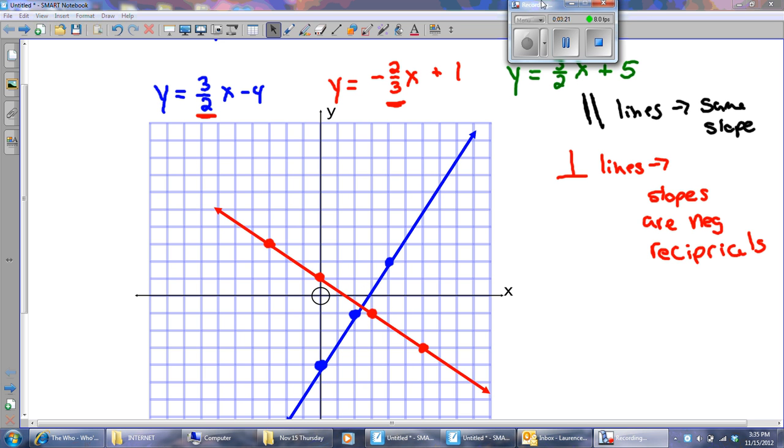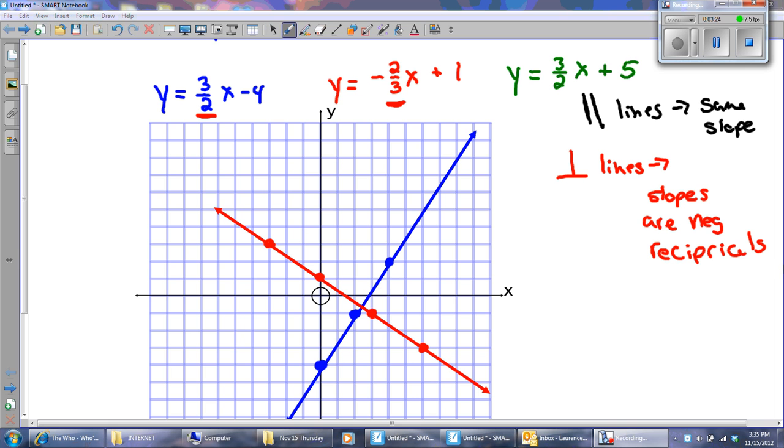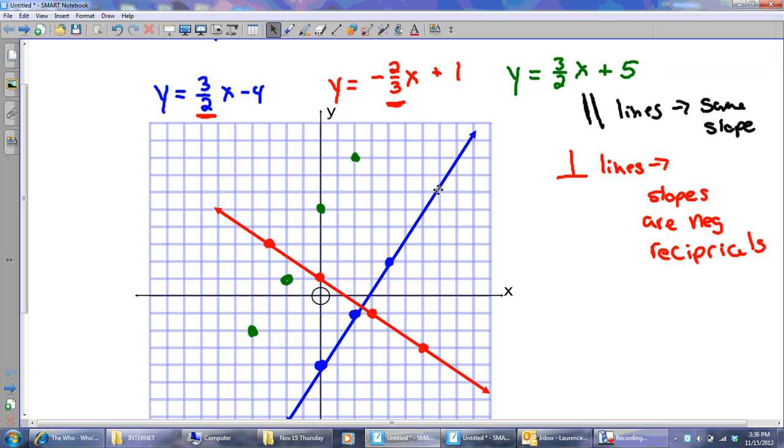Okay. Now I have this green line to do, and it has a slope of 3/2. So I'm expecting it to be parallel to the blue line, and it has a y-intercept of 5. So I'm going to go 1, 2, 3, 4, 5. I'm going to rise 1, 2, 3 and run 2. And I'm going to go down 1, 2, 3 and back 2. And watch this. Since it is parallel, watch what will happen. Control D. I clone that line, and when I clone that line, it makes a parallel line.